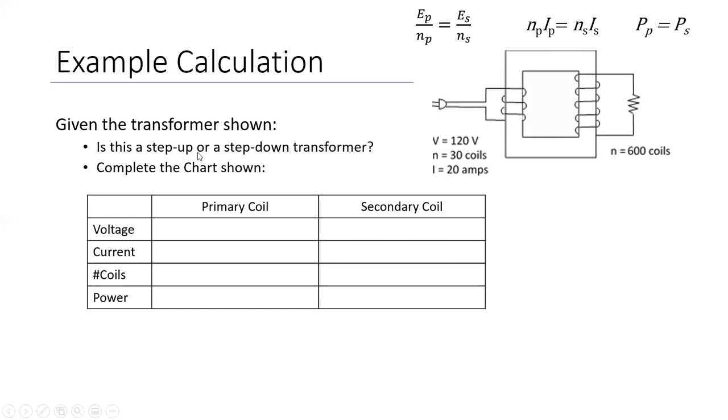So is this a step up or step down transformer? Step up, step down refers to the voltage. So will this transformer increase voltage or decrease voltage? Well, it has 30 coils on the primary side. So this is attached to our plug. So this is primary.